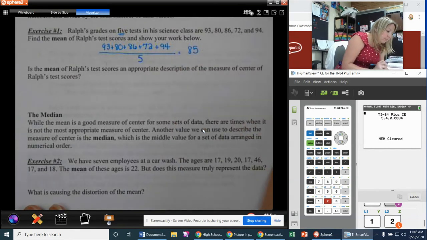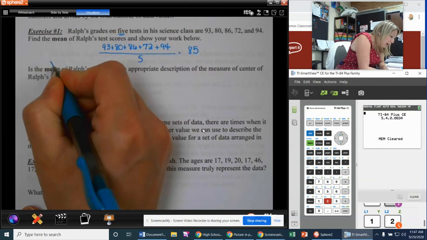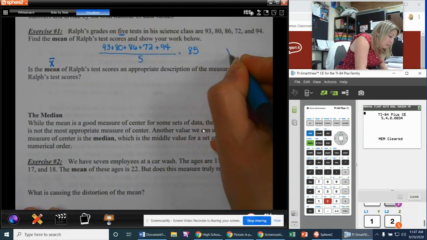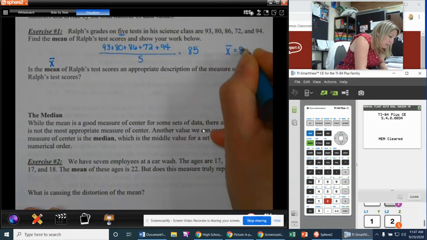That's the mean. Now, to describe mean with a symbol, mean is X bar. So X with a bar over it is your symbol for mean. So X bar equals 85.